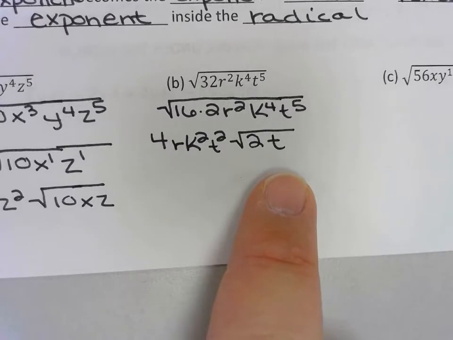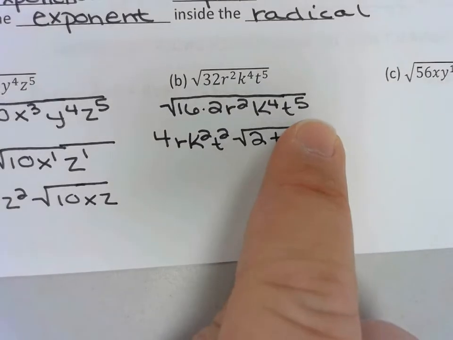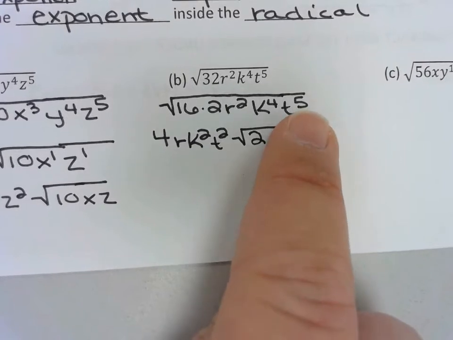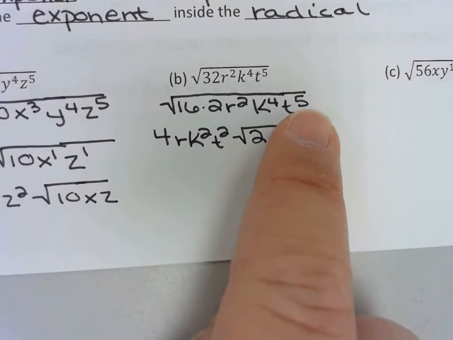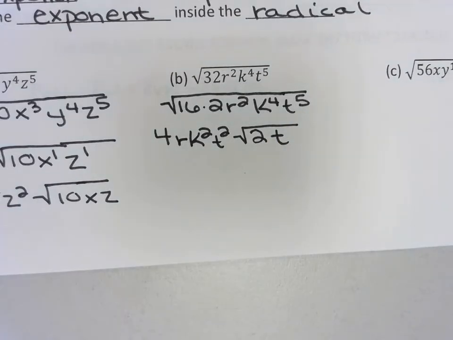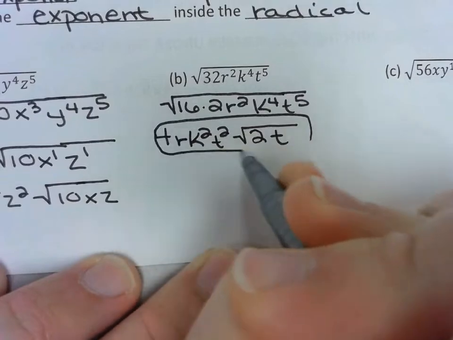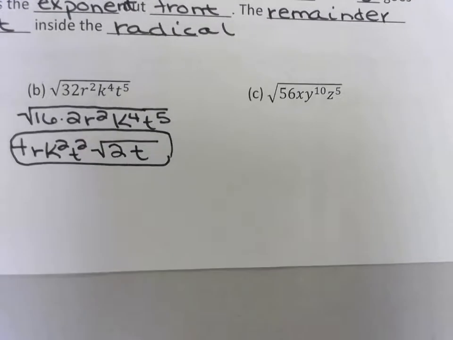When I have an odd exponent, like t to the 5th, what will always be my remainder if I have an odd exponent? 1. So you can kind of see a pattern if you catch on to it. Okay, so I got one more. That's my final answer for this one.